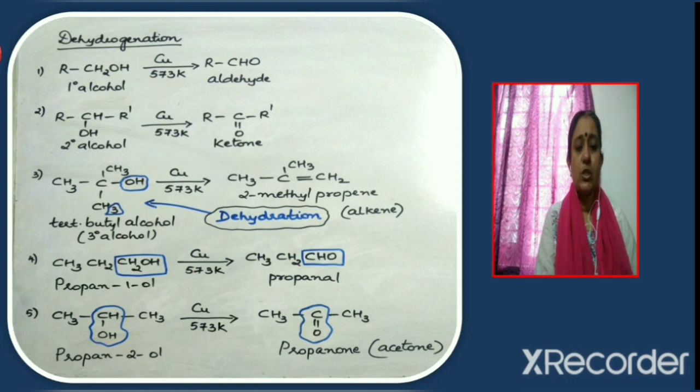Consider the next equation. The given alcohol is propan-2-ol, CH3CHOHCH3, which is a secondary alcohol. So when treated with copper catalyst at 573 Kelvin, this compound will undergo dehydrogenation reaction and the product obtained will be a ketone, and here in this case the ketone produced is propanone, that is also called acetone. CH3COCH3 is the product obtained.